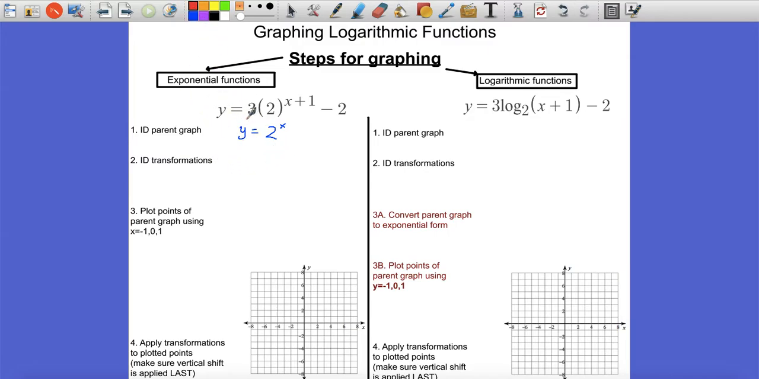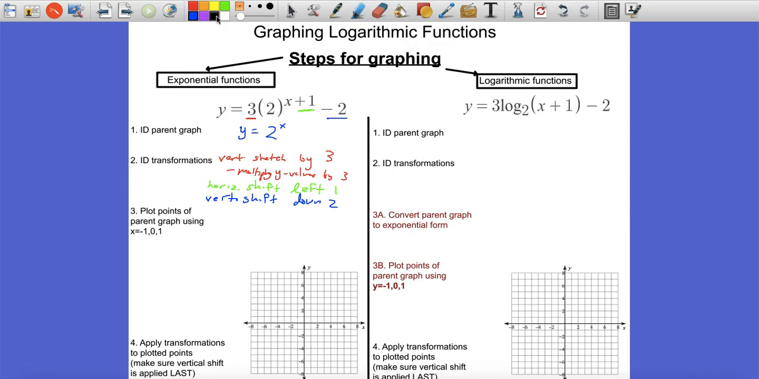So for our transformations, we've got the 3. That's a vertical stretch by 3. And the way we do that is we multiply our y values by 3. That's how we do that one. The green underlined 1 is a horizontal shift left 1. And then the underlined blue here is a vertical shift down 2. So those are our transformations of this function.